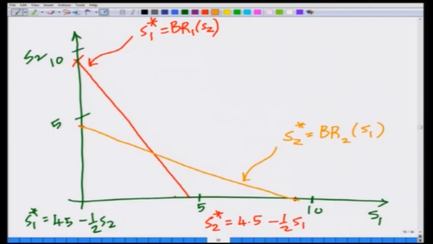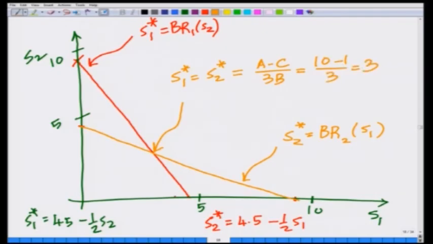This is the best response of firm 1, S1 star, and S2 star is the best response of firm 2 as a function of S1. The point where both of these intersect is S1 star equal to S2 star, which in this case is equal to A minus C by 3B, which is 10 minus 1 by 3, equal to 3. So, this point, which is 3 comma 3, we are saying is the Nash equilibrium of this game.